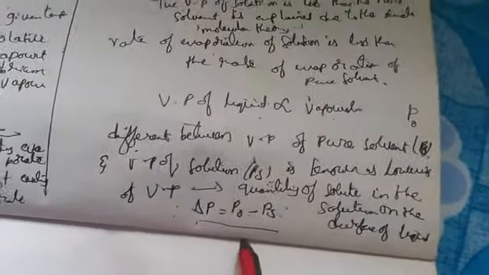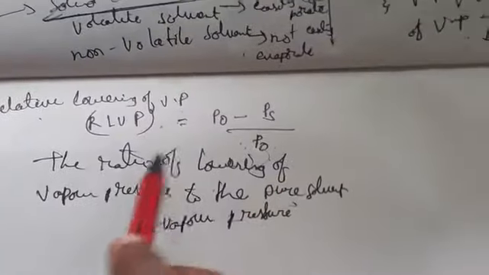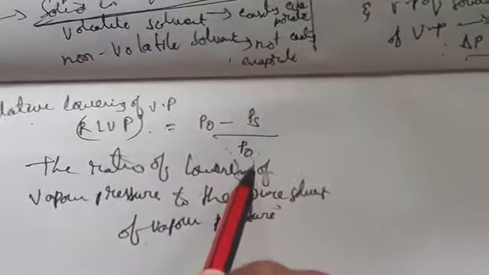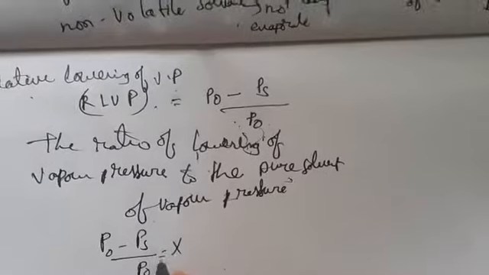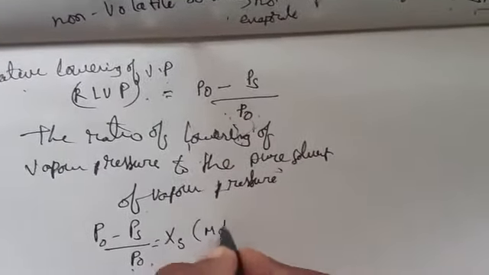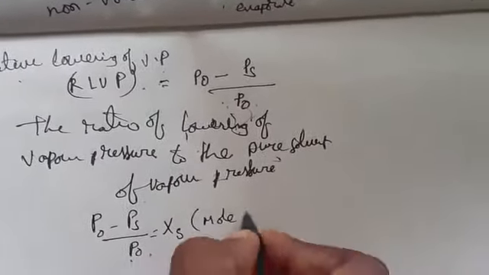Coming to relative lowering of vapor pressure, what I told you is the ratio of lowering of vapor pressure to the vapor pressure of the pure solvent, we call it relative lowering of vapor pressure. So this can be written as P0 minus PS by P0 is equal to XS. What is XS here? Mole fraction of solute. This is nothing but the relative lowering of vapor pressure.